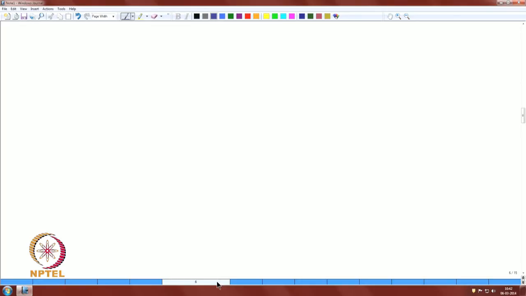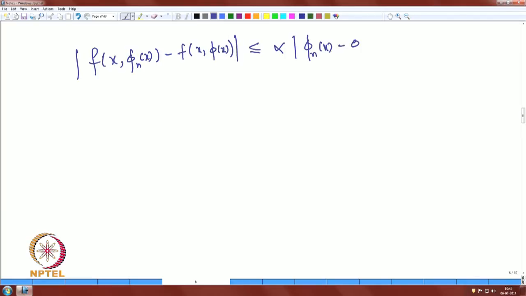Okay, so therefore, we find the estimate f of x phi n x minus f of x phi x, which is less than or equal to alpha times phi n x minus phi x, and uniform convergence of phi n implies that for all n larger than the capital N, this can be made less than epsilon by alpha. So, this is less than or equal to alpha times epsilon by alpha, which is epsilon for all n greater than capital N, which is a function of epsilon.